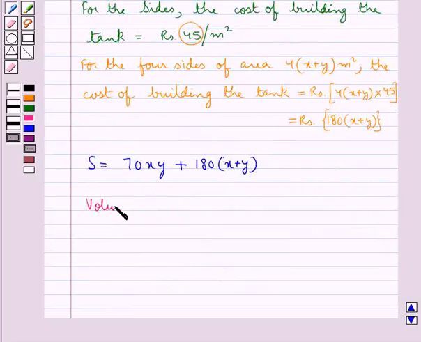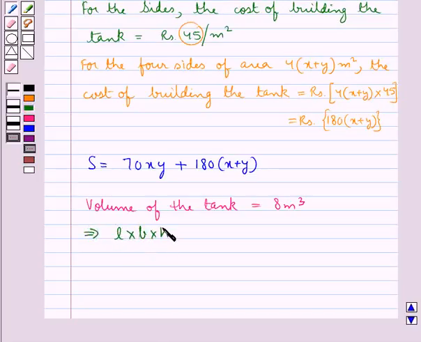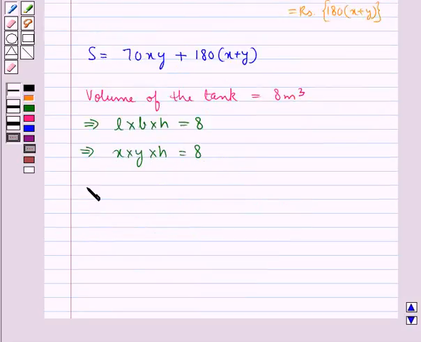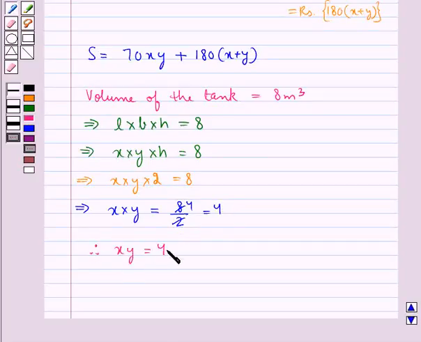Now we know that the volume of the tank is equal to 8 meters cube, and volume of the tank is L into B into H, that is length into breadth into height, is equal to 8. Now length into breadth is the area of the base, which would be X into Y into H, so this is equal to 8. H is 2, that is 2 meters. So from here we get X into Y is equal to 8 upon 2, that is 4. Therefore XY is equal to 4, and from here we get Y is equal to 4 upon X.